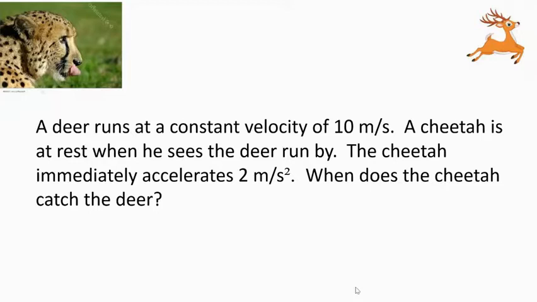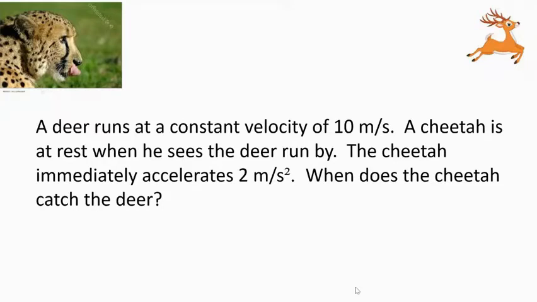This time we're talking about a catch-up problem, where one thing catches up to another. Now in this specific problem, I'll read it. A deer runs at a constant velocity of 10 meters per second. A cheetah is at rest when he sees the deer run by. The cheetah immediately accelerates 2 meters per second squared. When does the cheetah catch the deer?